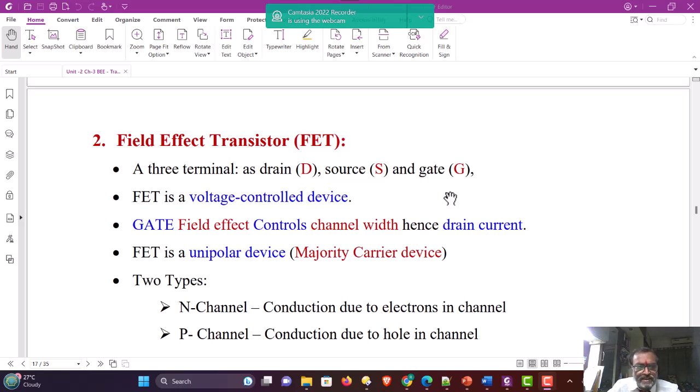In case of BJT, we have seen the input current gives rise to the collector current. So input is a current and output circuit is also controlled current. Therefore BJT is a current controlled device. Whereas in FET, input is in the form of voltage and that voltage controls the output current, and therefore FET is a voltage controlled device. It is a voltage controlled current source type of device.